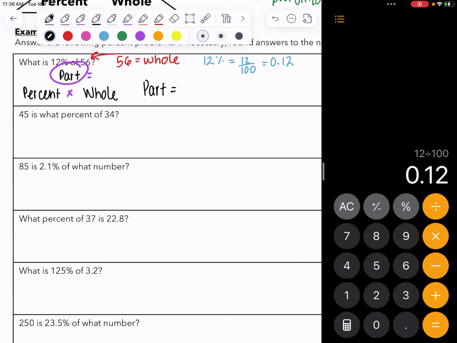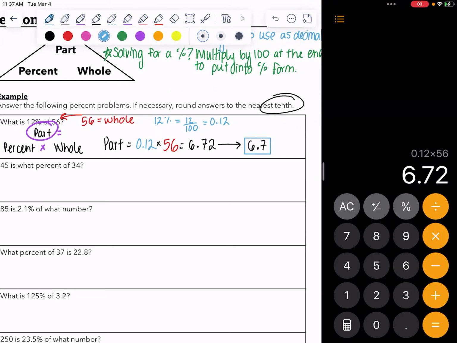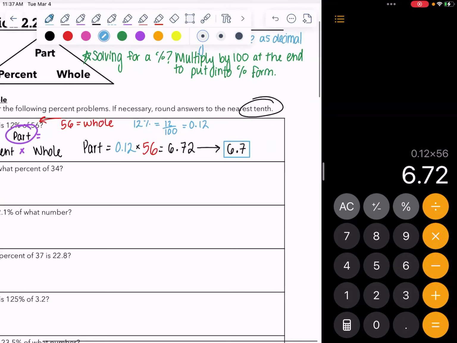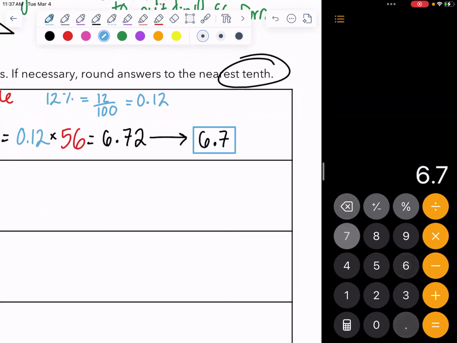Now, if you wanted to check your answer, you're going to end up doing the same math here. You could take 6.7 and divide it by 56 to see if you get 12%. If you do that, it's going to give you not exactly 12%, a little less than 12% because we did some rounding there. But you can check your answers on these problems.